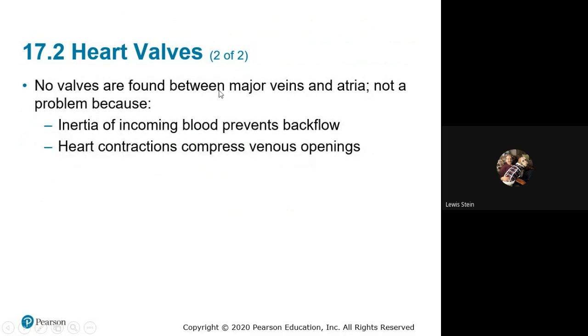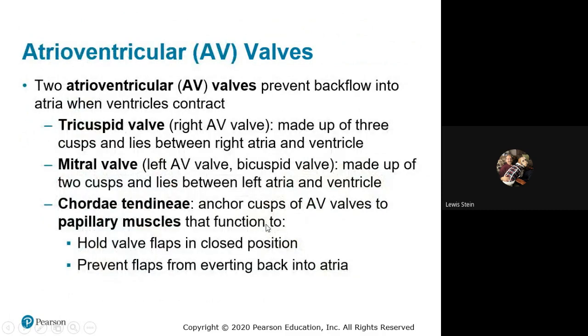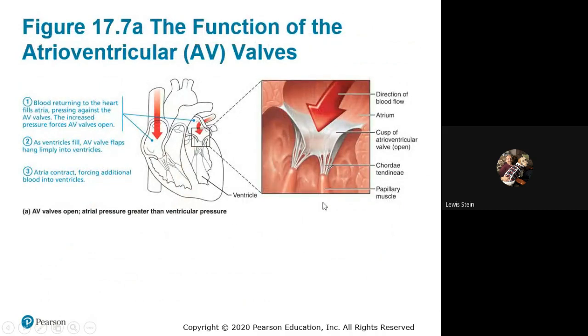No valves are found between major veins and atria because of the inertia of the blood. When we get to valves, they're basically in veins in the extremities and in those areas of the heart that you saw. Here's that look: the pulmonary and aortic semilunar valves, bicuspid, mitral versus tricuspid. And again, you can see those chordae tendineae fairly well from that. And then this is just a series of ways of looking at it.